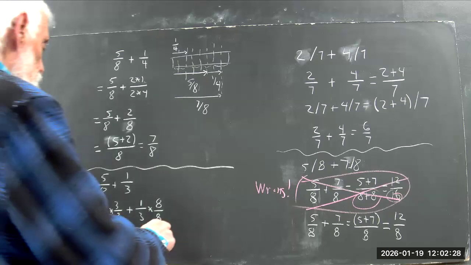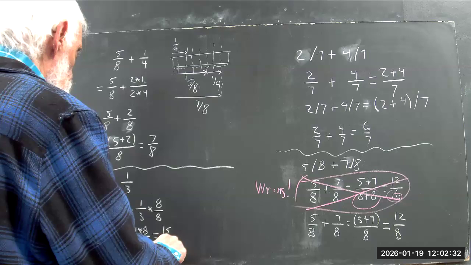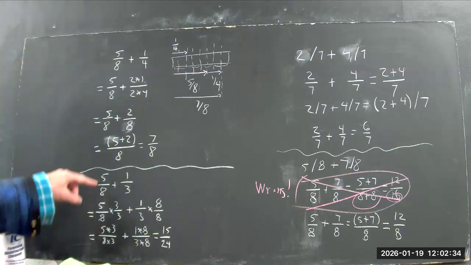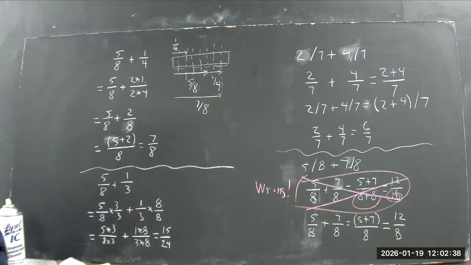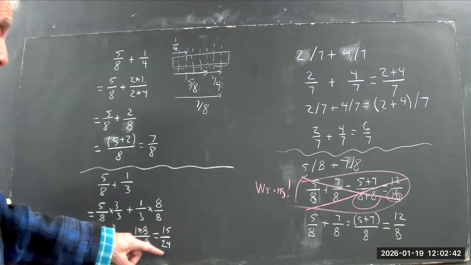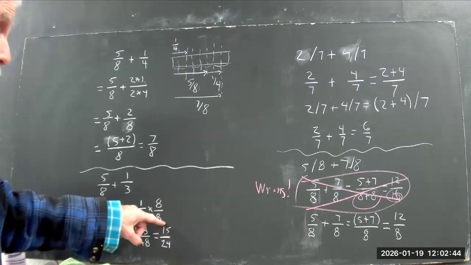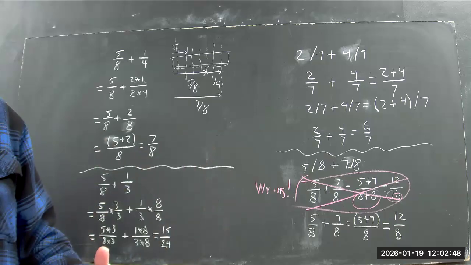The 5 times 3 is 15. The 8 times 3 is 24. So we've converted our 5/8 into 15/24. To be sure we did that right, we could divide 24 by 3 and divide 15 by 3, and we get back to our 5/8, couldn't we?